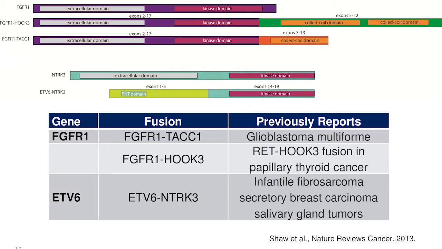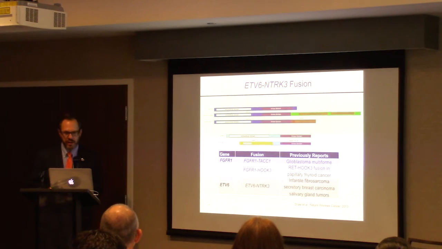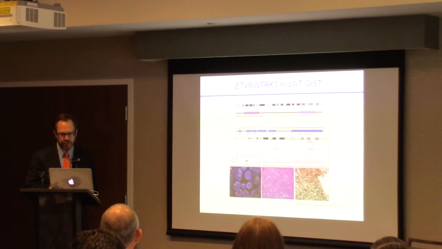Now, the NTRK fusion at the time hadn't been known to be involved in GIST, and so we first identified that this was present in GIST. I was actually presenting this at the same meeting when the BRAF patient was getting her operation, so it all kind of came full circle. At the time, what we knew is that infantile fibrosarcomas, some rare breast cancers, and some salivary gland tumors existed with these NTRK fusions.